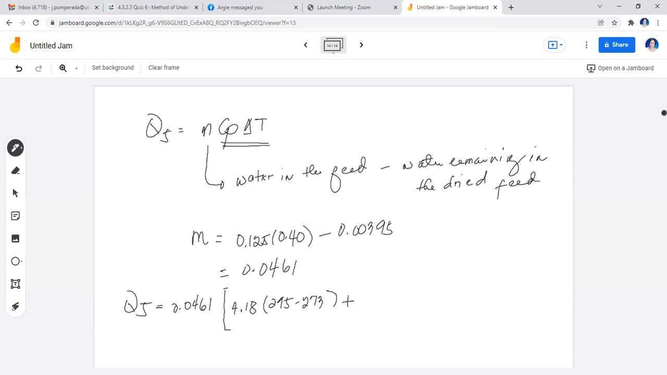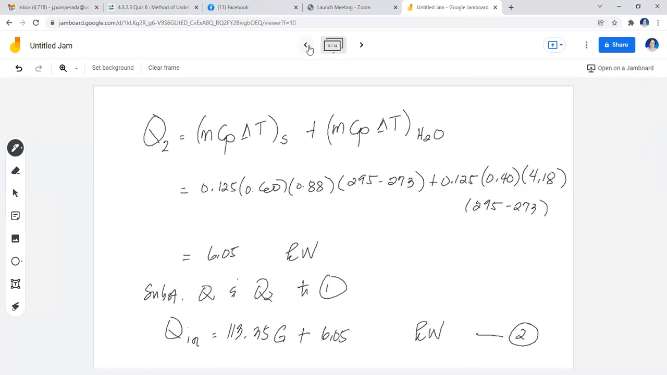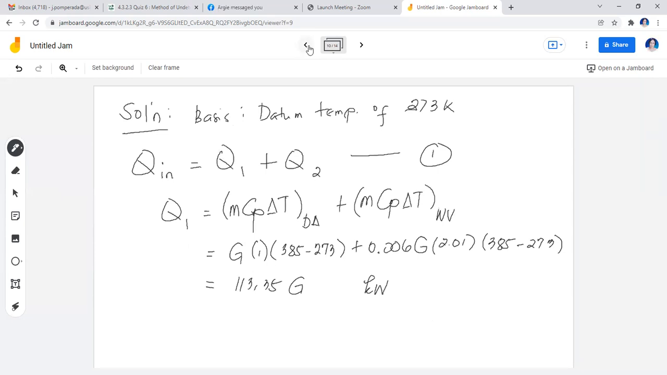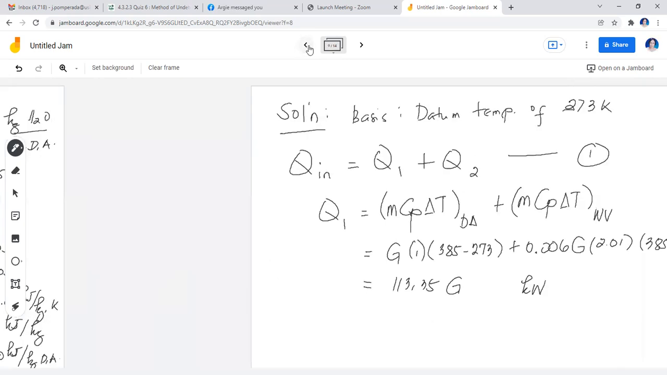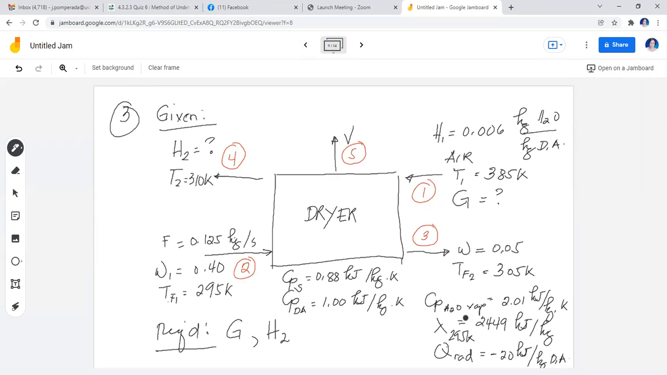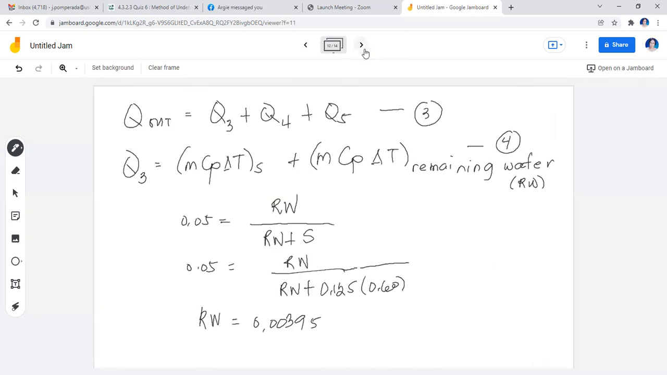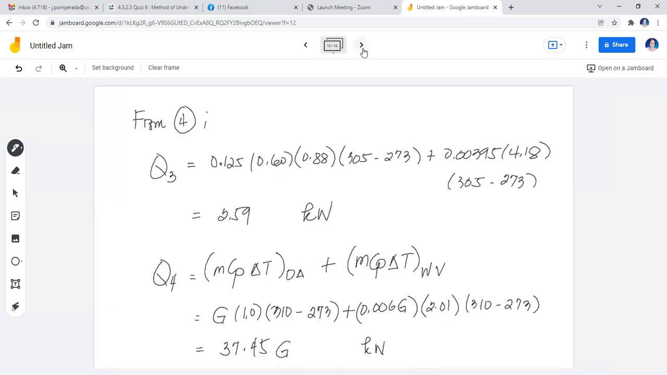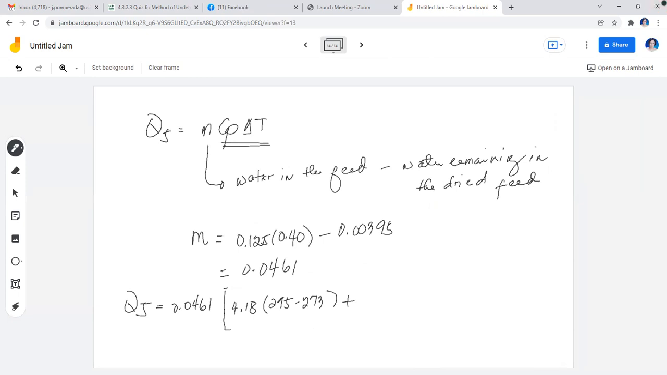If you recall, a while ago, upon reading the problem, the provided latent heat is at 295, meaning at that particular temperature, water will turn into a vapor. So there's going to be a change of phase. The lambda that is provided is at 295 Kelvin and it's at this value. So we're going to add here the latent heat. So we have here 2449.